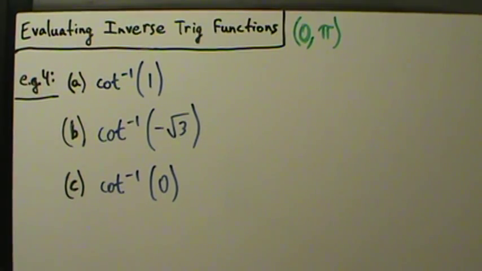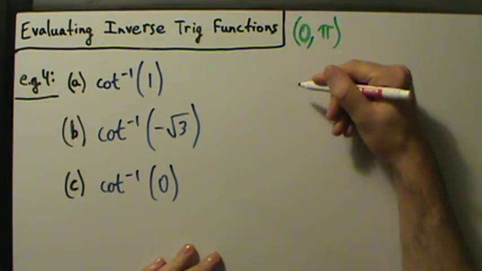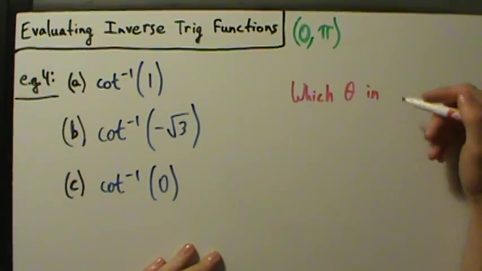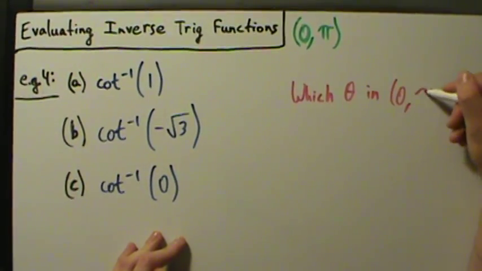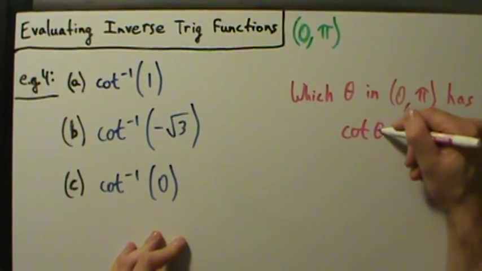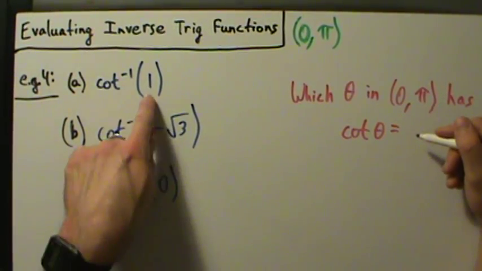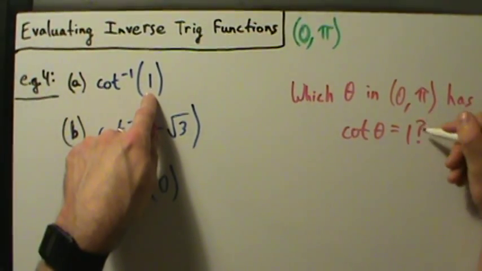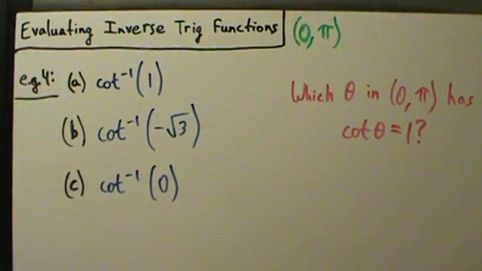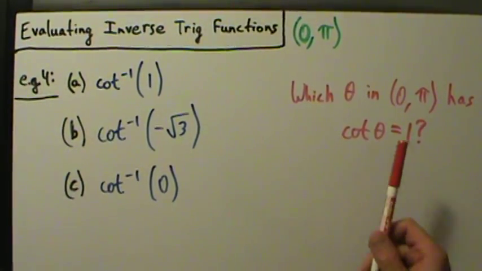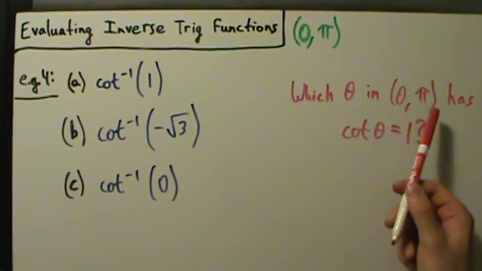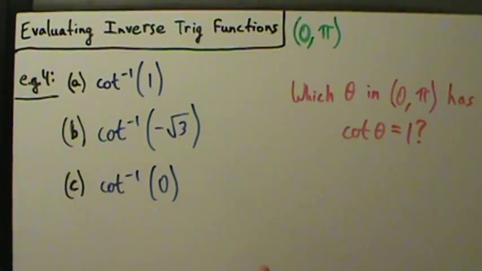And what we're going to do is ask ourselves which theta in the range of the inverse trig function has cotangent of theta equal to 1 for part A. And again, just like we've been mentioning, there are infinitely many angles theta whose cotangent is 1, but there's only one such theta inside of this interval here. And it's really just, again, a matter of knowing the unit circle.